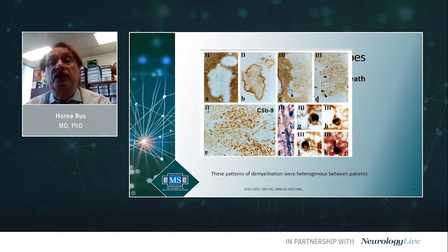Pattern 3, in the lower right corner, we can see the presence of apoptotic oligodendrocytes, and in insert K, there's a double staining showing that these apoptotic cells are oligodendrocytes. This data indicates that patterns of demyelination were heterogeneous between patients.